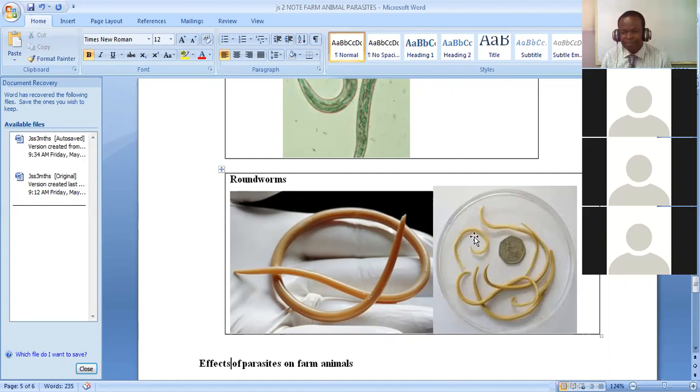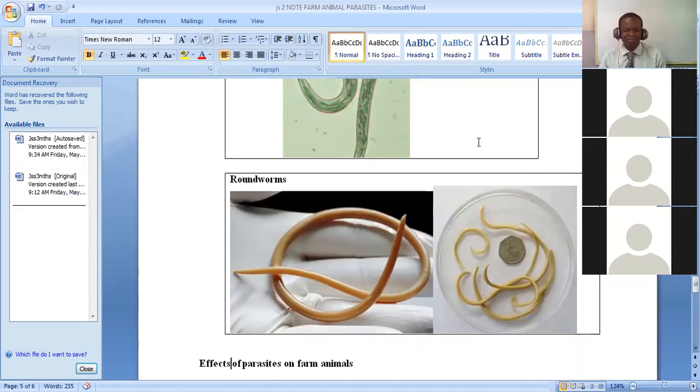Can the immune system do anything about it? Sorry, the immune system cannot do anything about it. See, the immune system will work on microorganisms. Do you get what I'm saying? So the immune system can't destroy ecto or endoparasites. Good question. Any other person?